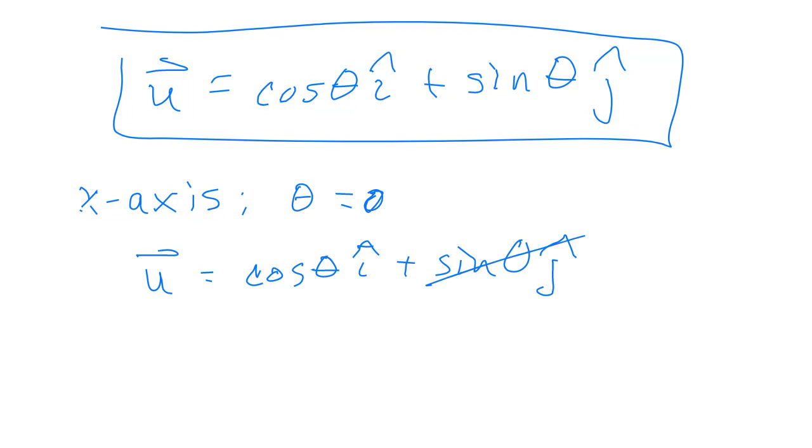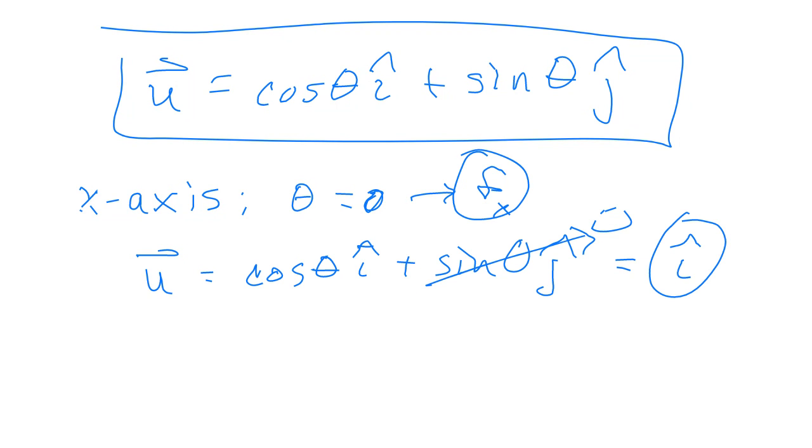Sine 0 is 0, and cosine of 0 is 1, so this ends up being i. The unit vector is i, in the direction of x. So if theta is 0, that becomes the partial derivative of f with respect to x. The directional derivative in the i direction is the partial derivative of f with respect to x.